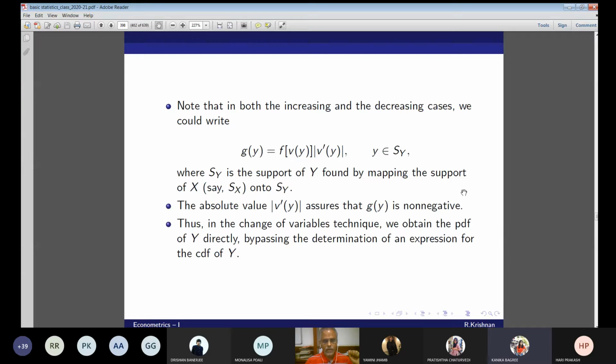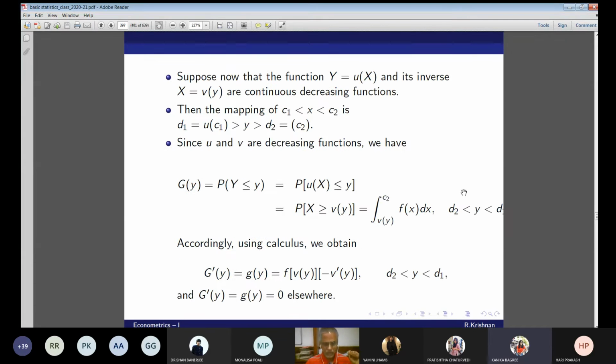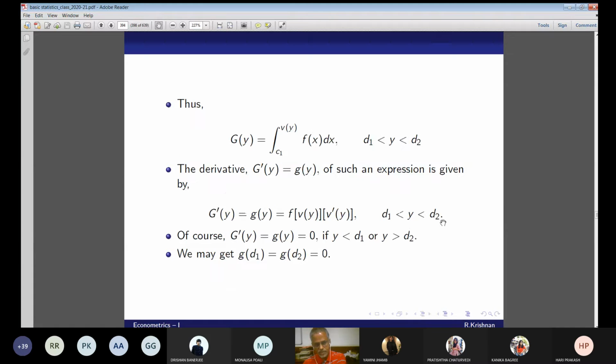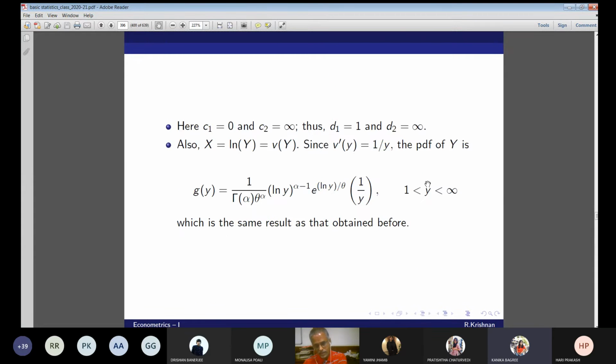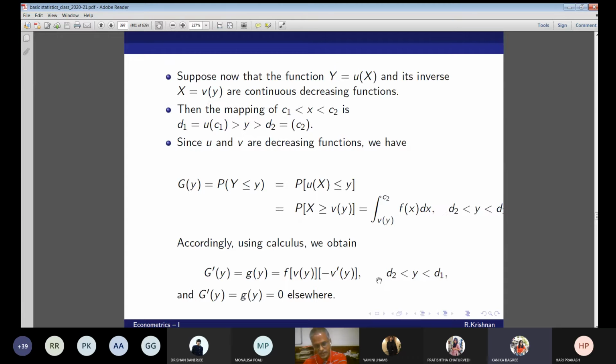Sir, why are we taking minus v prime y? This is the rule of the integration. Now the limit here, see the limit here. I have changed the limit. Okay, I have changed the limit, isn't it? Yes, sir, I got it. Hence the minus.